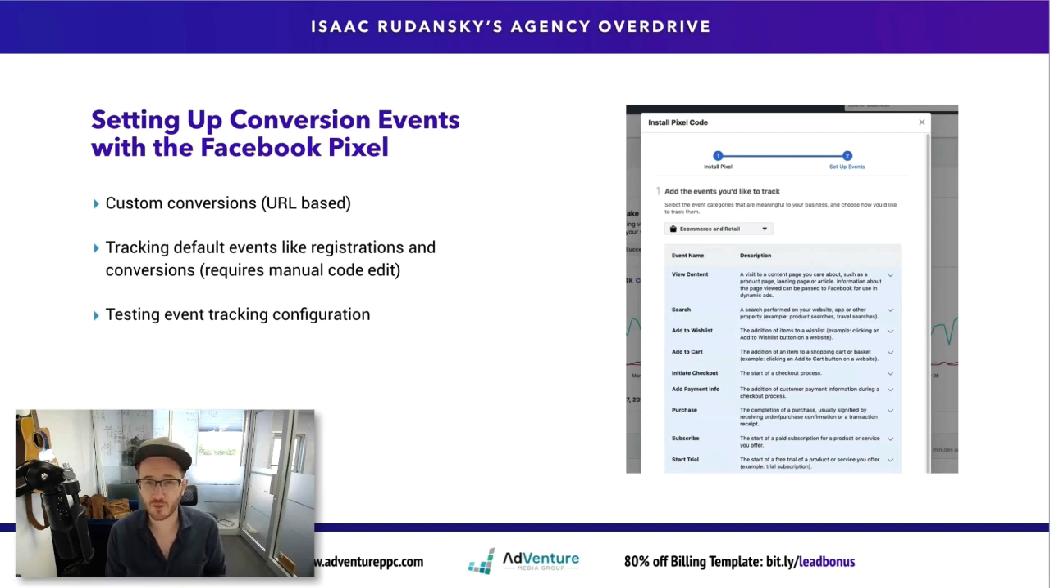And this is where it differs from the pixel. The pixel is something which is added universally on every single page of a website. The specific event tag that Facebook gives you for a specific conversion is only added to the pages that signify that specific event took place.